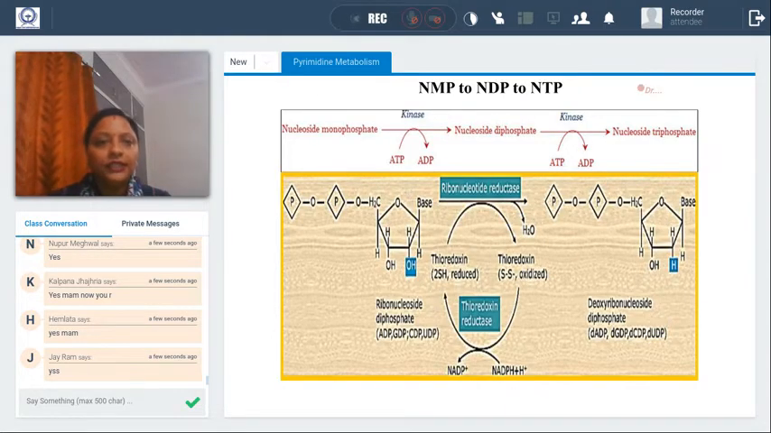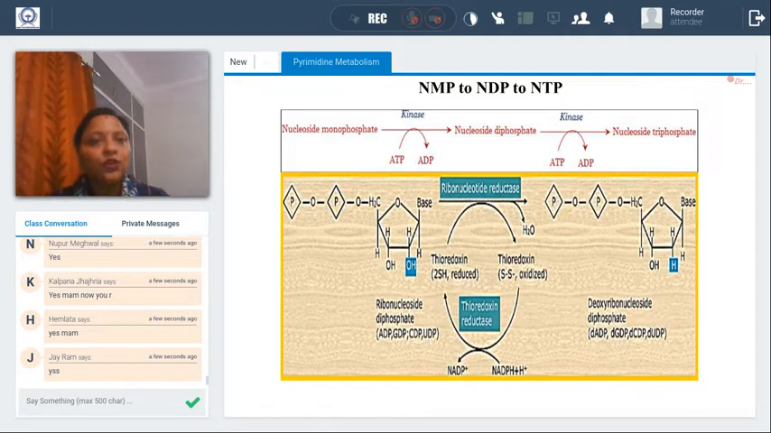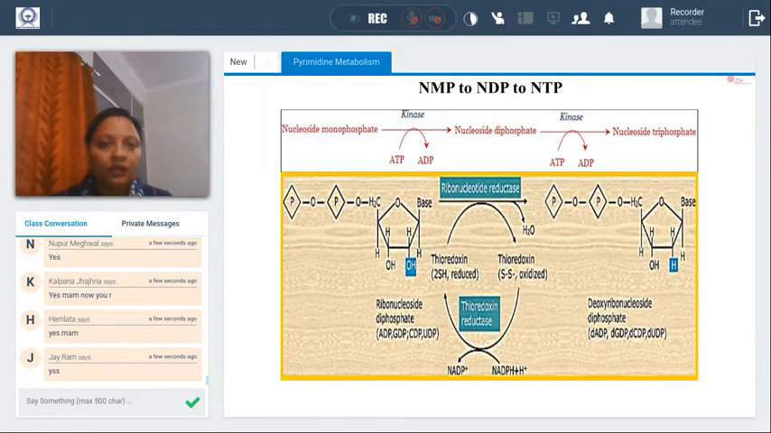In the next slide, we can see the formation of NTP from NMP and NDP. Nucleoside monophosphate is converted by the enzyme kinase to nucleoside diphosphate, and again by kinase we get nucleoside triphosphate. So nucleoside monophosphate, diphosphate, and triphosphate are interconverted by kinases.